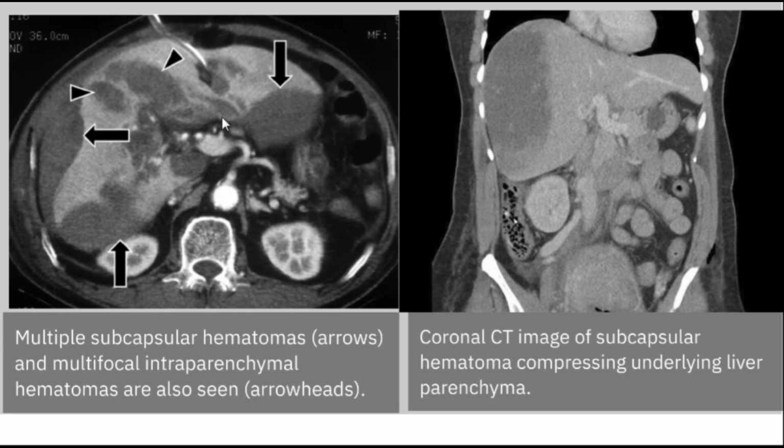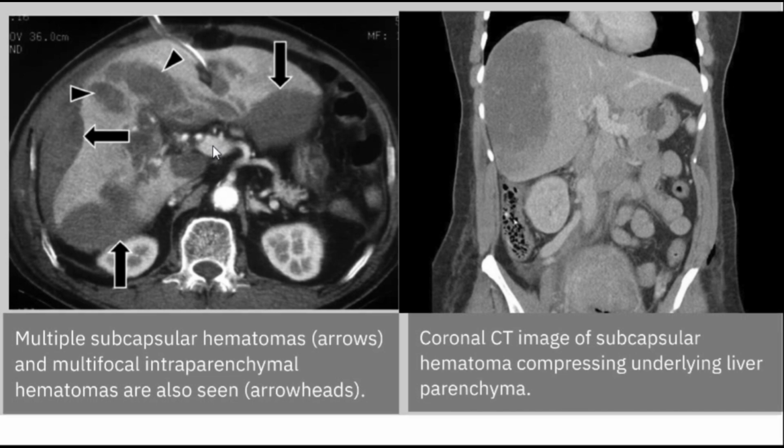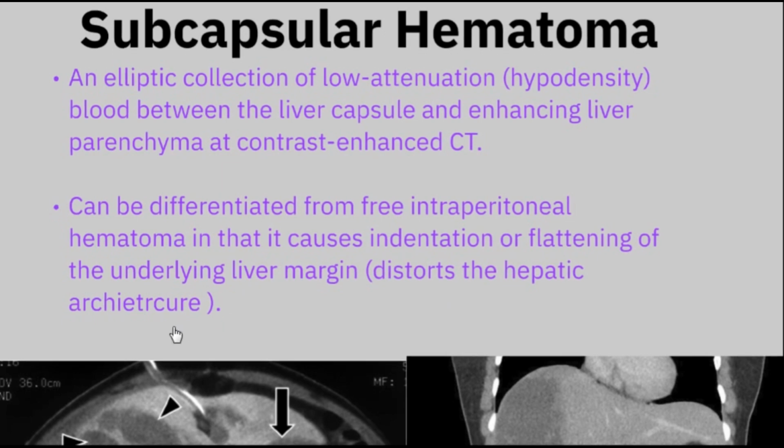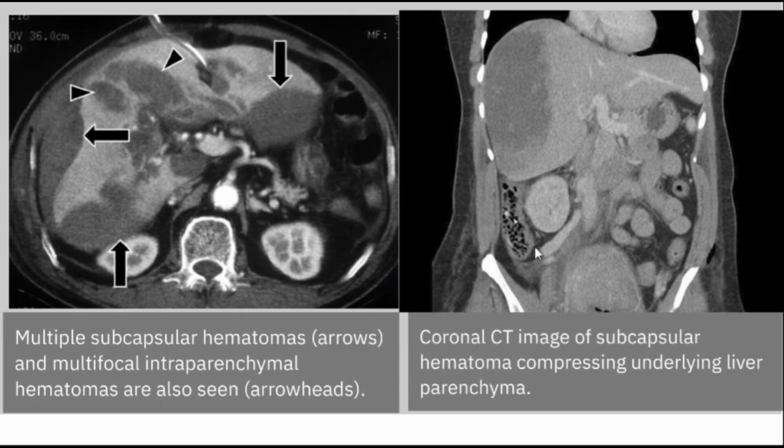We can also see multiple subcapsular hematomas, and this is an intraparenchymal hematoma, as it has a mass effect on the surface of the liver. So it differs from free intraperitoneal hematoma in that it causes indentation or flattening of the underlying liver margin, despite the hepatic architecture. This is a coronal section. We can see again an area of hypodensity, a subcapsular hematoma between the liver capsule and the liver parenchyma, and it looks like a pressure effect on the underlying liver.